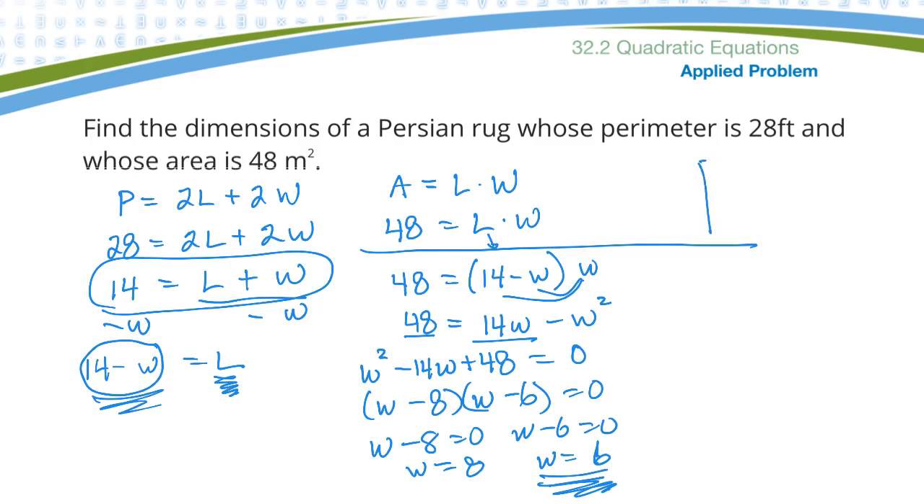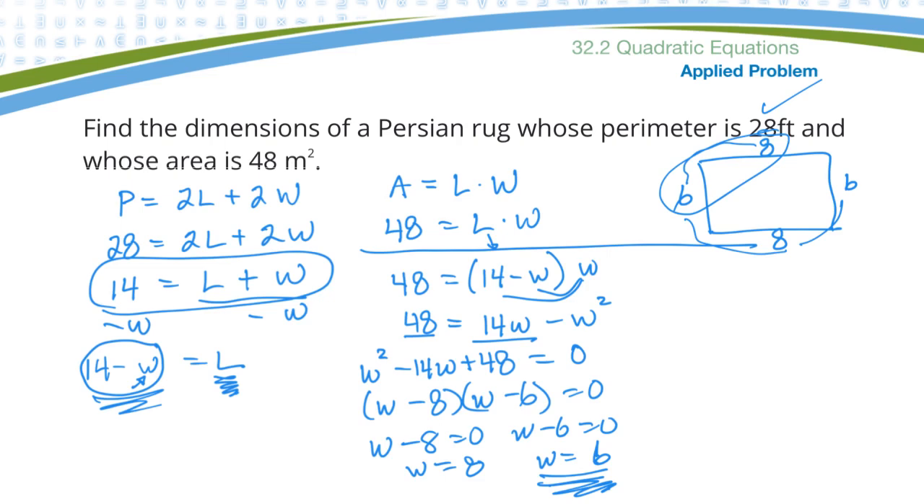So if I had my Persian rug, and if the width was 6, I put a width in right there, 14 take away 6 is 8. So that means the length has to be 8. So both lengths are 8, both widths are 6. So let's see if those numbers match up with the 28 and the 48. The perimeter is 28. If you add all these numbers up, 8 and 8, 16. 16 plus 12, sure enough, is 28. And area is length times width, so the product of those two is 48. Yep, we must have that right.